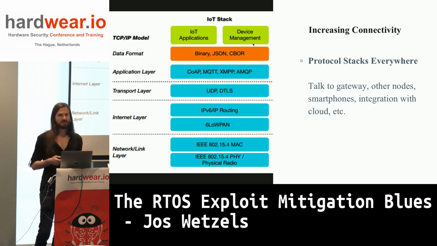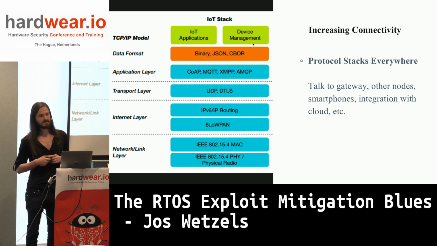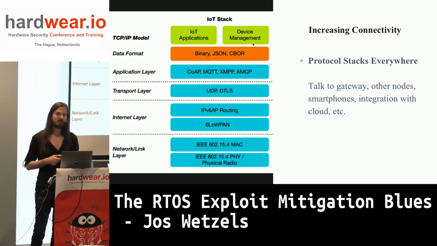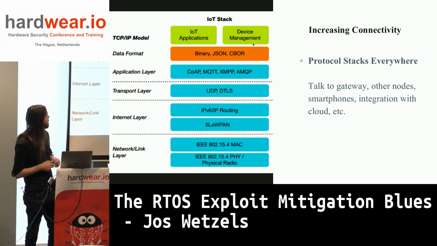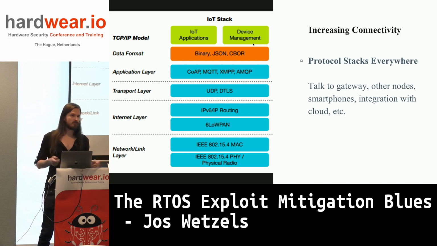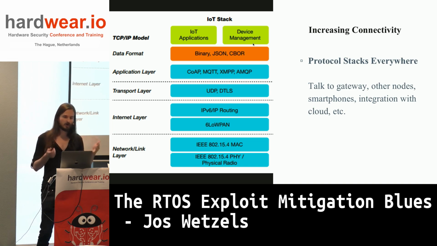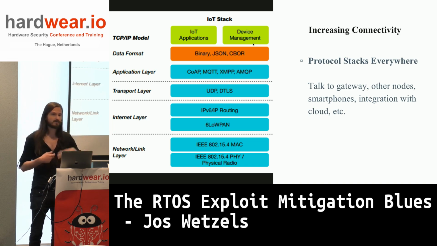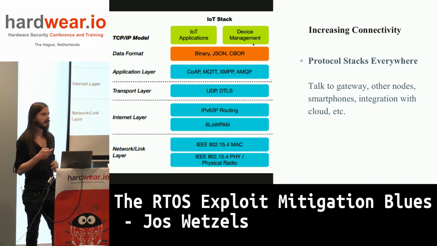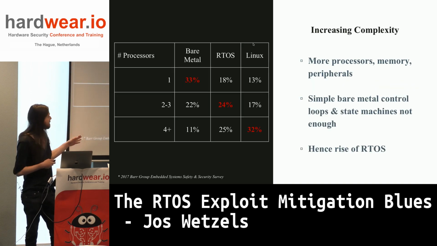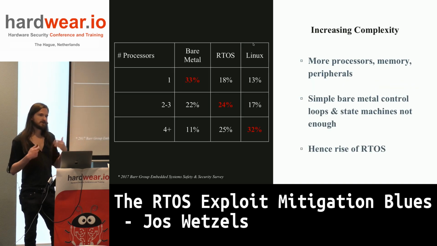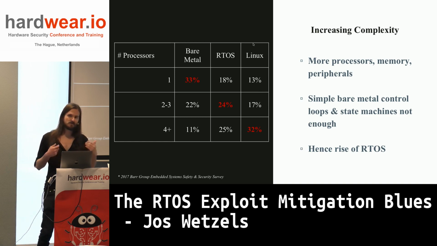That's because of various reasons, but one of the reasons is increasing connectivity. More and more embedded devices are getting increasingly connected. As you can see in the slide on the left, which depicts a typical IoT stack, there are now protocol stacks everywhere. You want your device to be able to talk to a gateway, to different nodes, to smartphones, and even maybe some integration with the cloud. Corresponding to that, but not only to that, is a general increase in embedded device complexity.